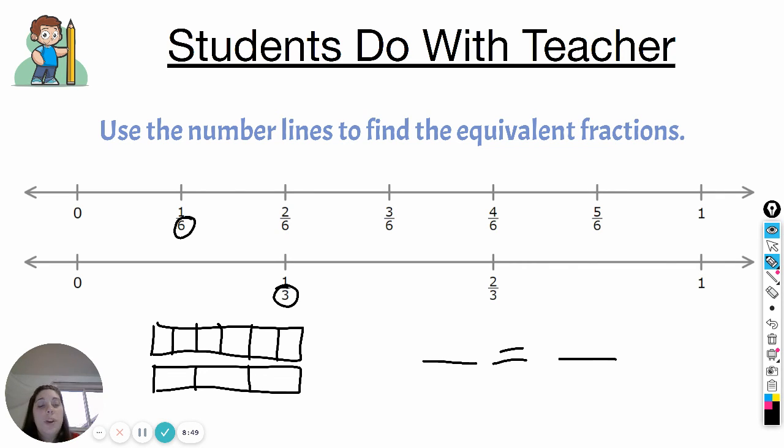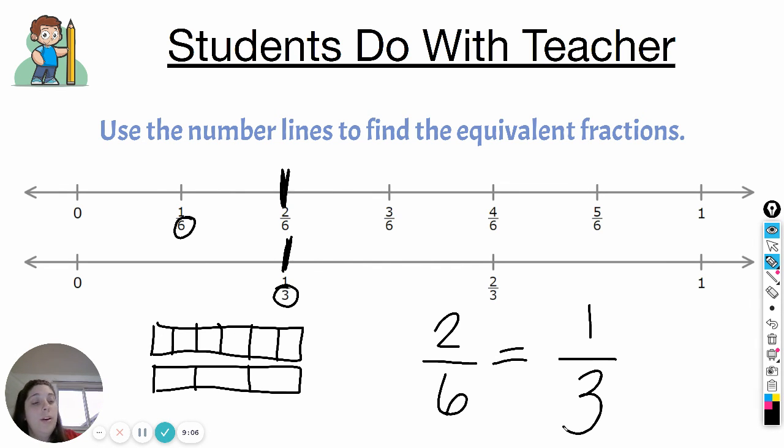Okay, so here's what you might have noticed. 2/6 and 1/3 come to the same spot on the number line. So you might have written 2/6 is equal to 1/3. On our fraction strips, 2 out of 6 pieces, or 2/6, is the same as 1/3.